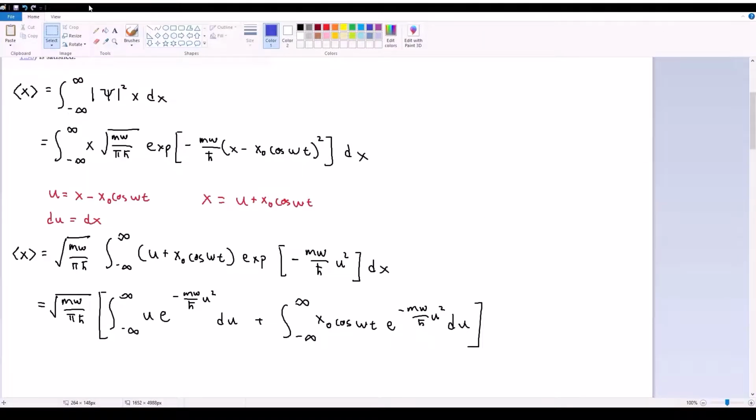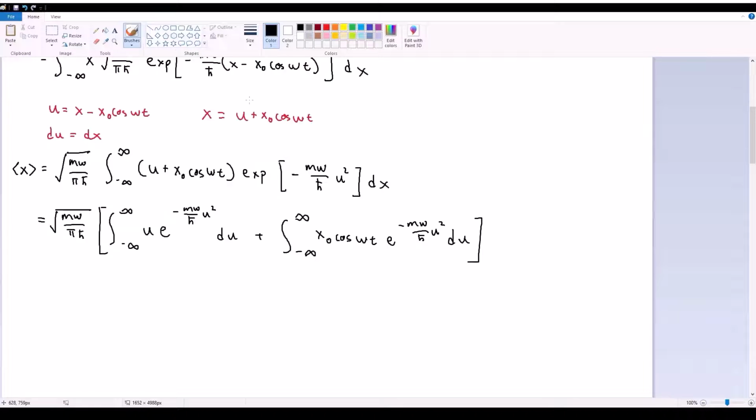Okay, at this point, we can recognize that this first function over here, u e to the negative m omega over h bar times u squared, is an odd function, because f of negative x is equal to the negative of f of x. So because of that, and the fact that this is a symmetric integral, this term is automatically just equal to 0. Because remember, the symmetrical integral of any odd function is always going to be 0, because f of negative u is going to be exactly equal to negative f of u.